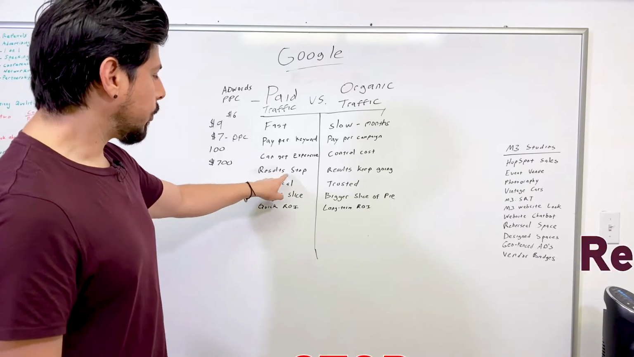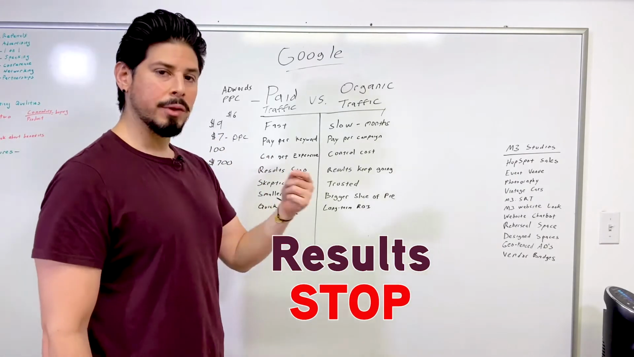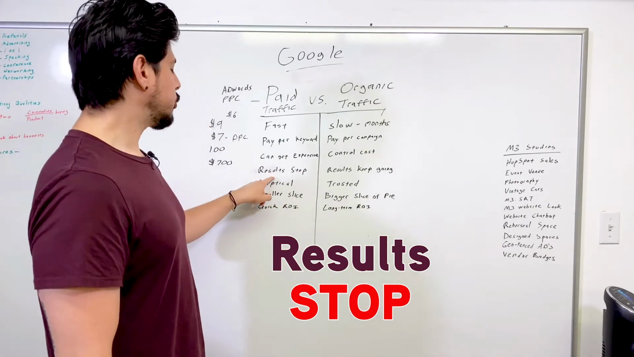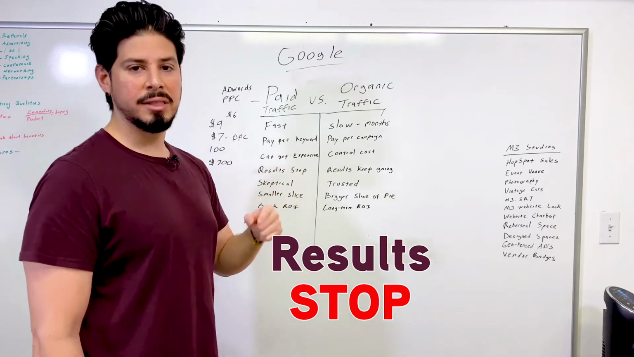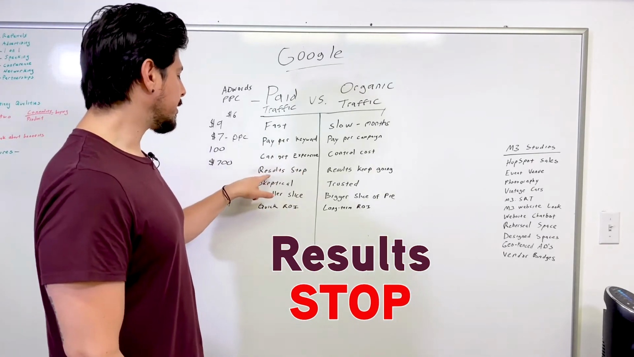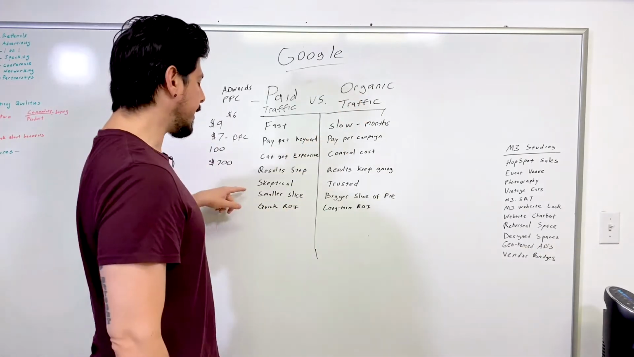Another thing is results stop. Since you're paying per keyword and you're in essence advertising on their platform, as soon as you stop, well, so do your customers, your traffic, and the sales that your business is making, because it's driven by the amount that you're putting into it. That will tell you how much you're getting out of it.